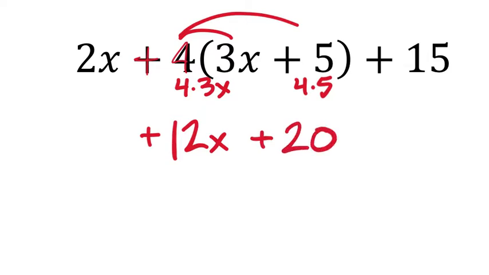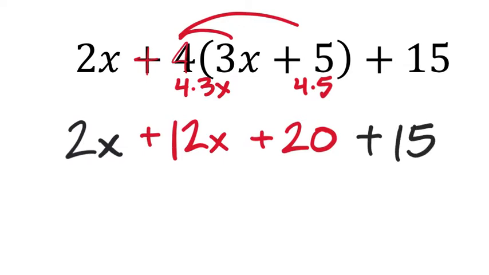Okay, now I can bring down the other stuff, 2x and the plus 15, okay? And remember not to distribute the 4 to the 15 because it's addition of 15, not multiplied by 15. Distribution is multiplication. So now that we have the distribution out of the way, we look to combine any like terms that we have. So I got the x's here.